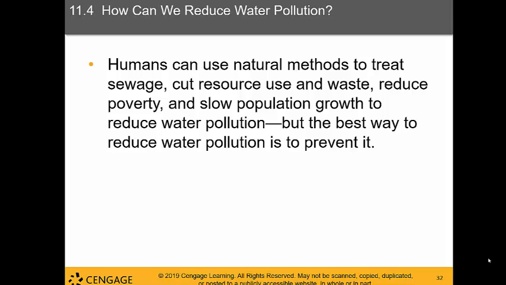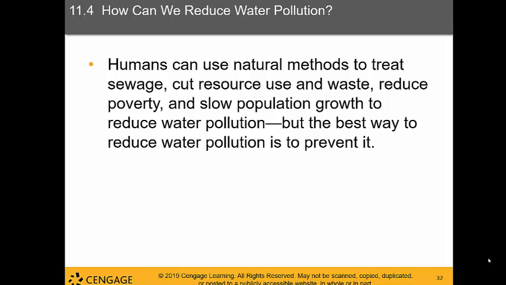So now we want to talk about ways to reduce water pollution. This week you completed a lab that showed some tests of water quality on different types of water. The water from different sources had different pollutants in it, and there were things that you could add to the water to help it become clean and make it suitable for human consumption.